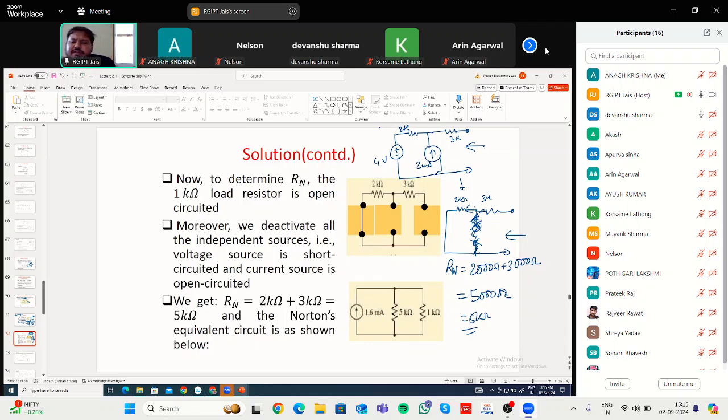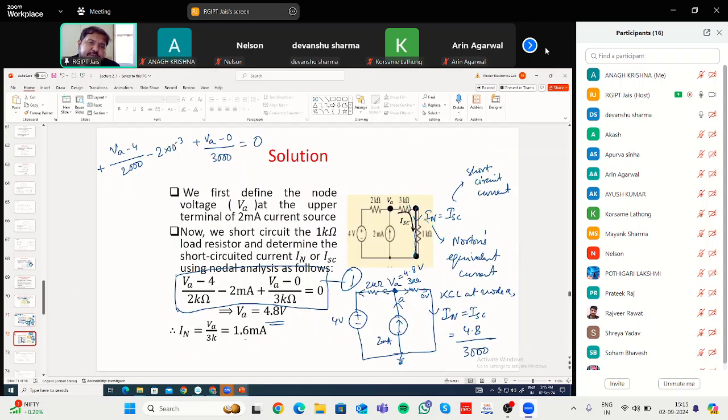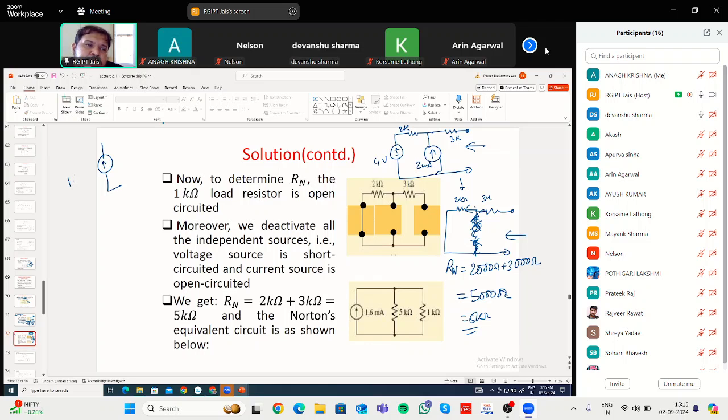Next, you have achieved both the Norton's equivalent current and Norton's equivalent resistance. As a result, you can draw the equivalent circuit. That means this will be the current source. Let us see what the value was. Value was 1.6 milliampere. Okay, 1.6 milliampere. Then in parallel, there will be the Rn. Rn you have already found, that is 5K.